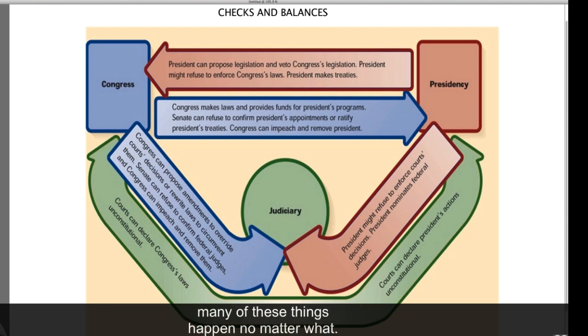And of course, many of these things happen no matter what. Members of the Supreme Court are political. They're human beings. And a lot of these things that we're trying to guard against happen in spite of our best efforts or how the system is set up. Nevertheless, this is the point of the system, is to guard against these types of abuses. So Congress can approve, meaning the Senate can approve of that nominee, or they can reject it. If they reject it, the president then renominates someone again.